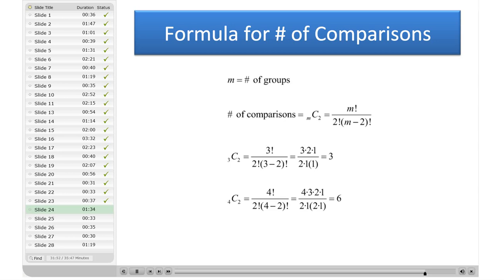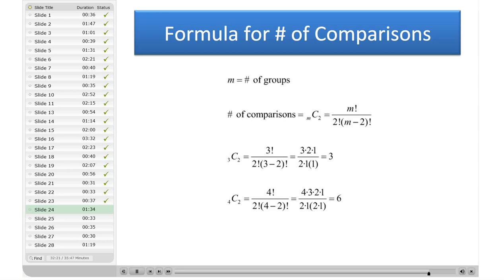So just to go through the calculations, when you have 3 groups and you want to make a bunch of pairwise comparisons, then the number of comparisons is 3 choose 2. So that's 3 factorial over 2 factorial times 3 minus 2 factorial. On the top we have 3 factorial, which is 3 times 2 times 1. In the bottom we have 2 factorial, which is 2 times 1. And then 3 minus 2 is 1, and 1 factorial is just 1. So all in all, we get a value of 3 there.